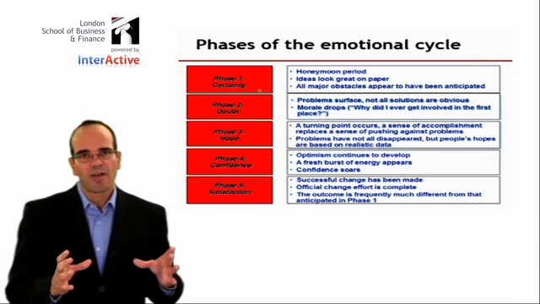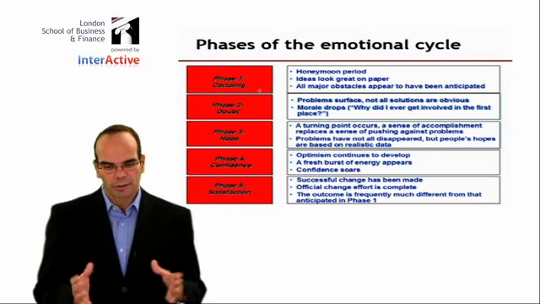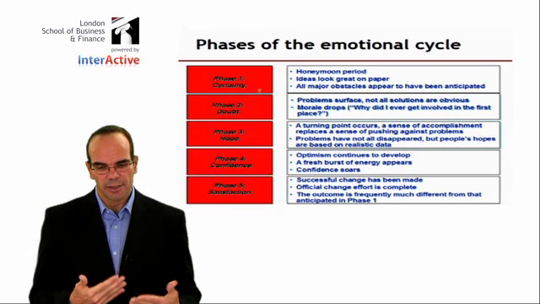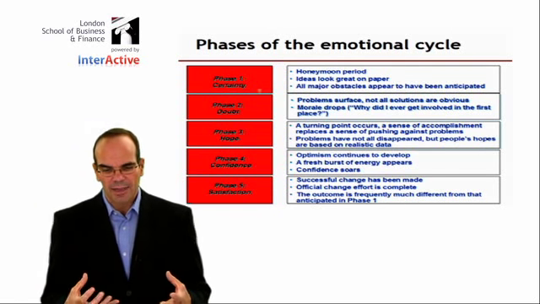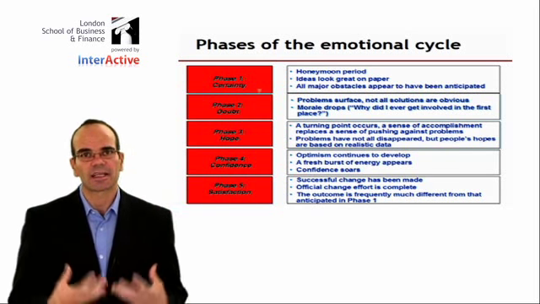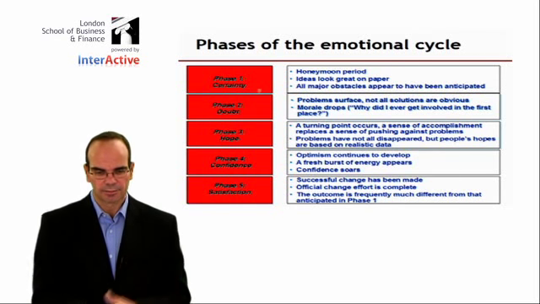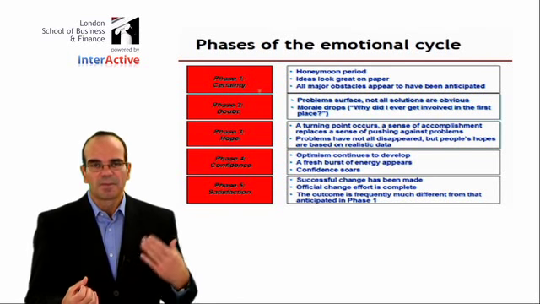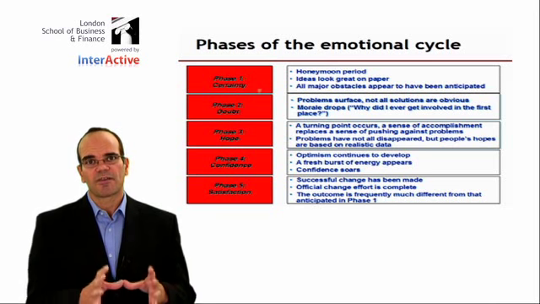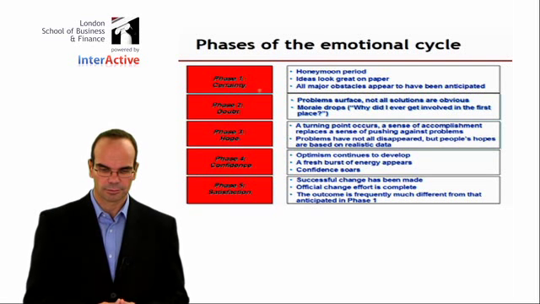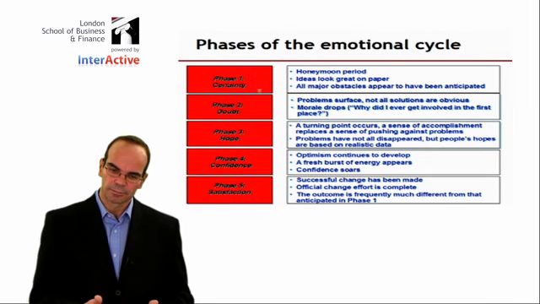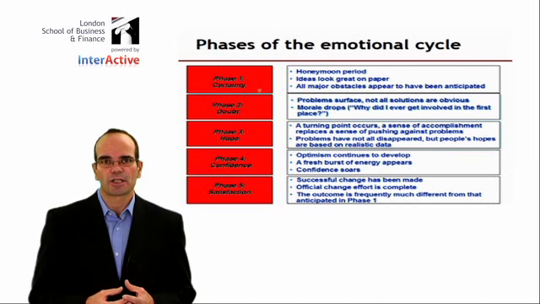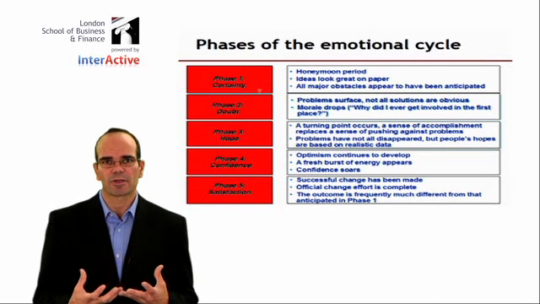So in summary, there are 5 stages to the emotional change cycle. First stage is certainty. There's a honeymoon period where ideas look good on paper, and there's an overall anticipation and excitement about the change that's taking place. Then as problems start to surface, that gets replaced by phase 2, which is a phase of doubt. Morale can drop, and there can be a feeling of why people ever got involved in the change process. They're finding the pain of the change process uncomfortable.